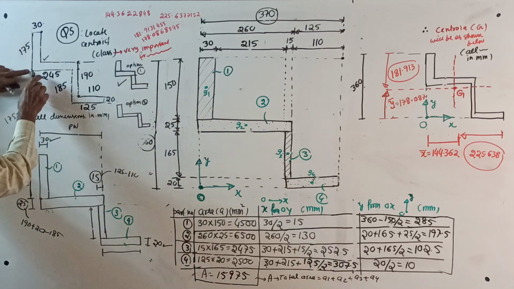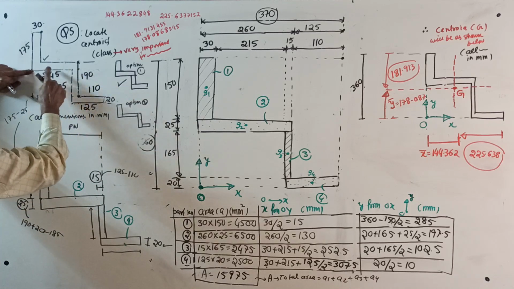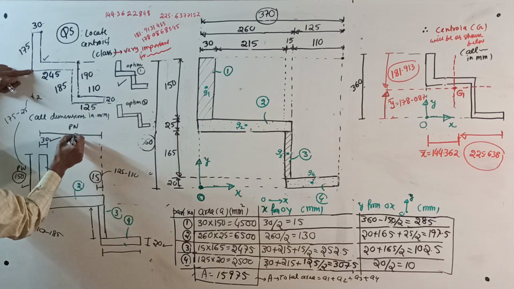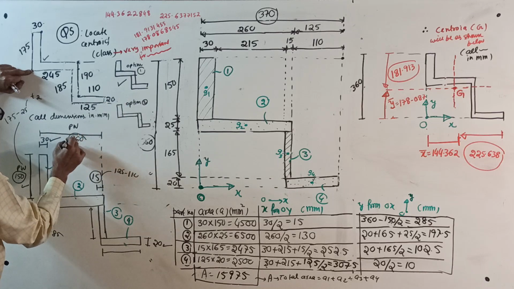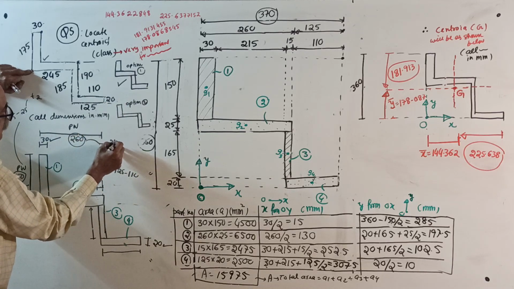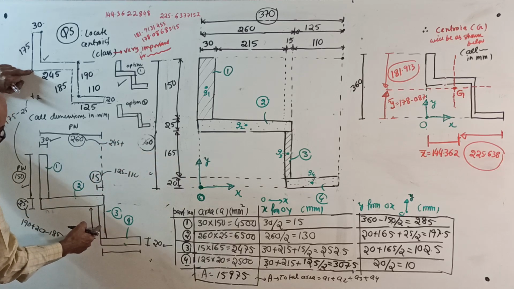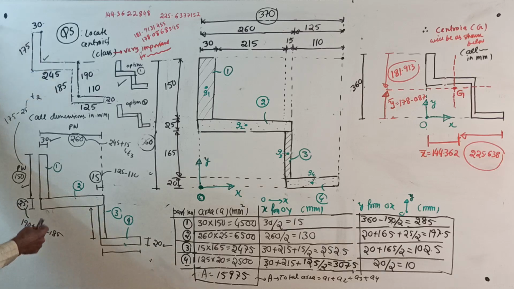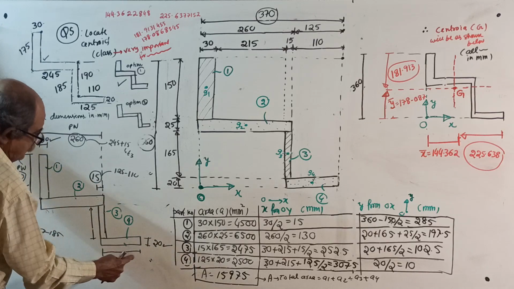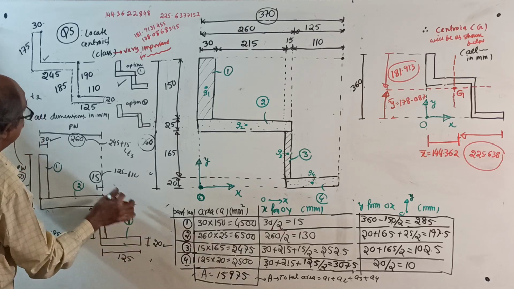The rectangle is from here up to the extreme here, that is 245 plus 15. It is 260. How did you get it? 245 plus this thickness, 15, which is the thickness of 3. That's how you got 260. Now this width is given directly, 125. This is 125 given in the question, the full width.